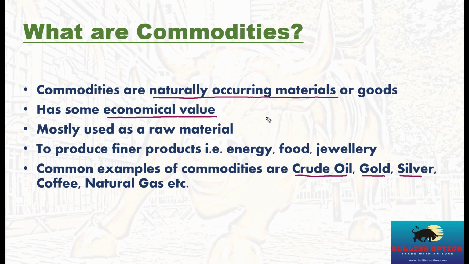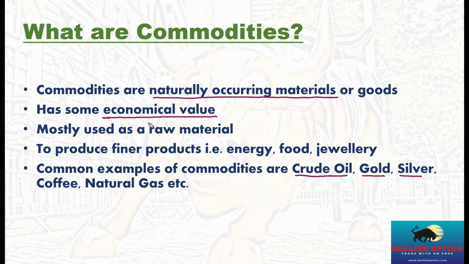When I say that the things are given by nature, you can say that rock is also given by nature, right? Why is it not a commodity? Because rock doesn't have an economic value as such, although it can be used to produce something, some bricks or maybe something else, but it is not a tradable commodity. So what is the difference between the rock and gold? Although gold is also kind of a rock, even diamond is also kind of a rock, but diamond has some economic value, so that's why it is a commodity, not a rock.